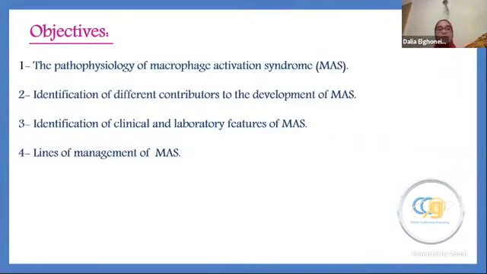Objectives of my lecture are to identify the pathophysiology of this complex situation, identify the different contributors to the development of MAS, and be familiar with the clinical and laboratory features of these disorders, and how we can manage macrophage activation syndrome.